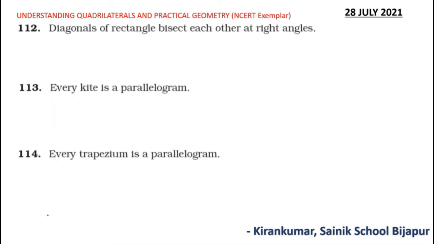Question number 112. Diagonals of a rectangle bisect each other at right angles. This statement is a false statement. The diagonals of a rectangle don't bisect each other at right angles.